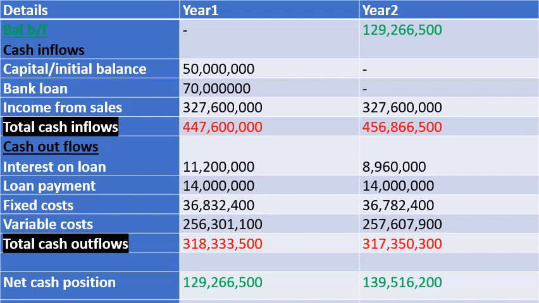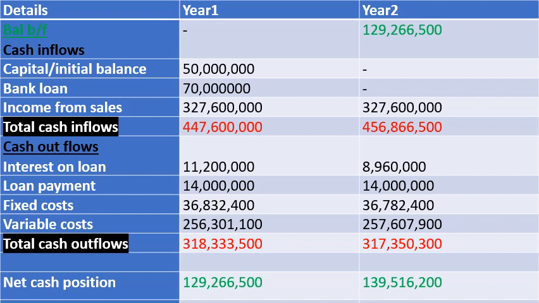Then cash inflows, we have the capital, which was 50M, bank loan 70 millions, income from sales, I think that is obvious. We're getting money from what we have sold, so it's an inflow 3,276,000. Then we add them up to come to 447,600,000. Our cash outflows include interest on loan.